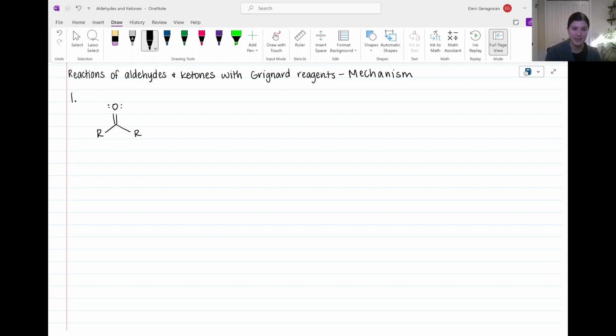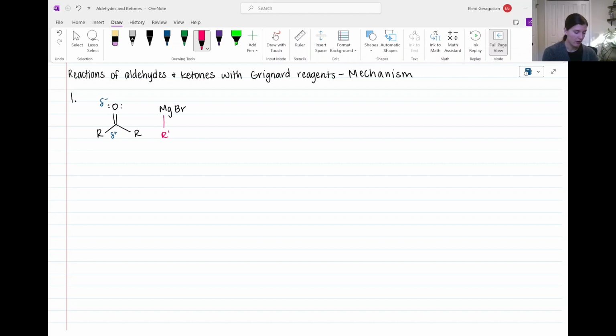Now remember, in aldehydes and ketones, we have a partial negative charge by the oxygen. The oxygen has a partial negative charge. The carbon has a partial positive charge. Well, when we have our Grignard reagent present, we have magnesium bonded to a bromine, and then a bond to a carbon chain, which we'll represent as an R group.